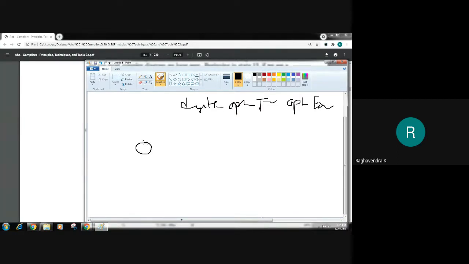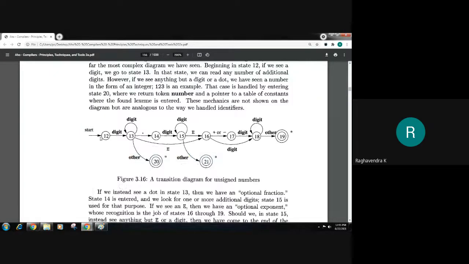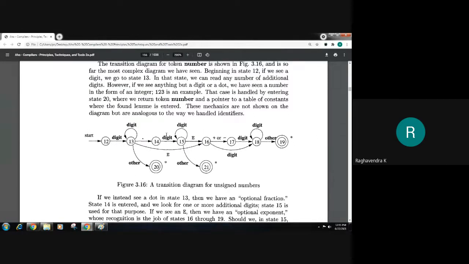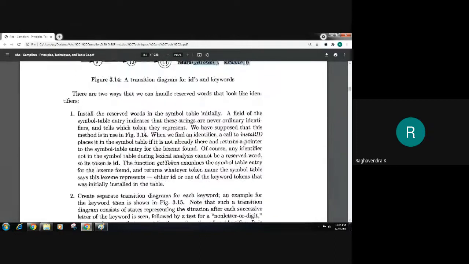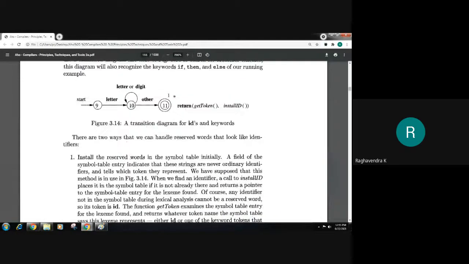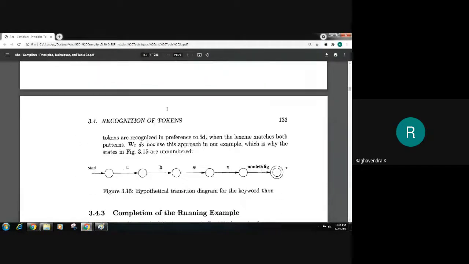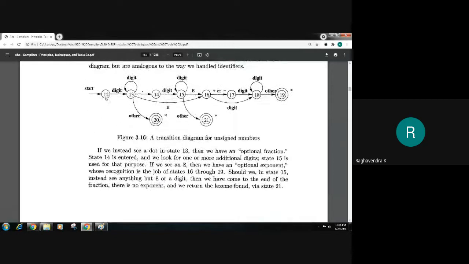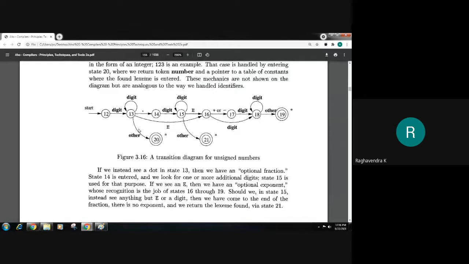So how do I write a transition diagram for the same? I will not write it, anyhow it's here. It can be something like this. Do not worry about the state numbers, it's a continuation of what we have mentioned here. For example, identifier ended at 11, so we have continued with state number 12. Okay, just a transition diagram for number.